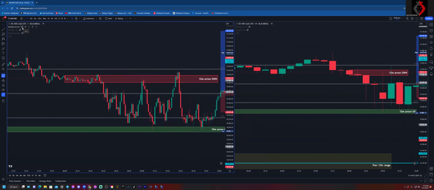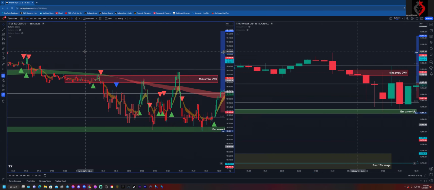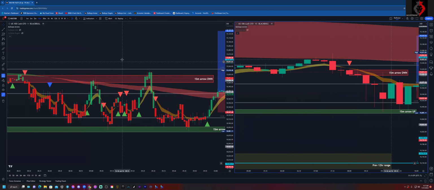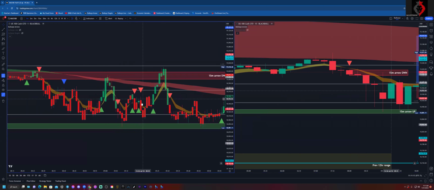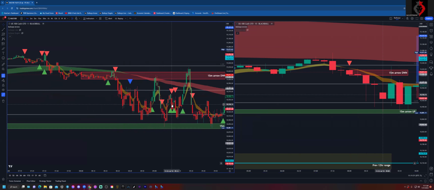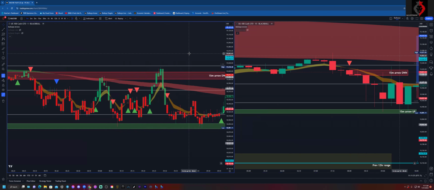Let's turn on our clouds. Okay, we have a red cloud on 1 minute, red cloud on 15-minute, a red arrow on 15-minute, right? So we should be looking for red arrows on 1. But you can see here that the red arrows are printing way beneath the cloud. So it's like, yeah, we're stuck, and you have to be able to identify when that's happening in the moment, and that's pretty tricky sometimes.